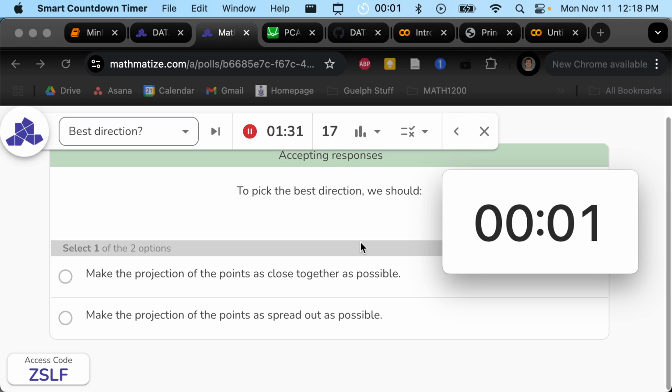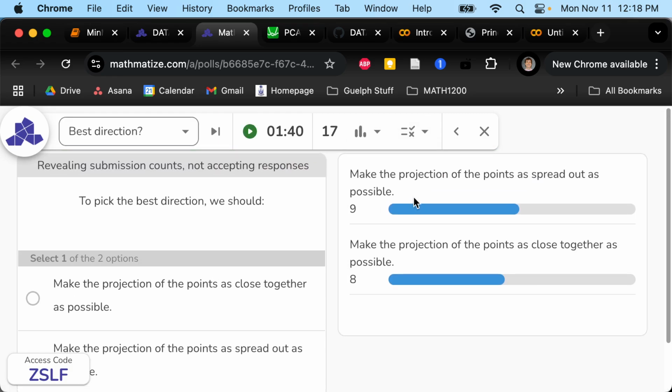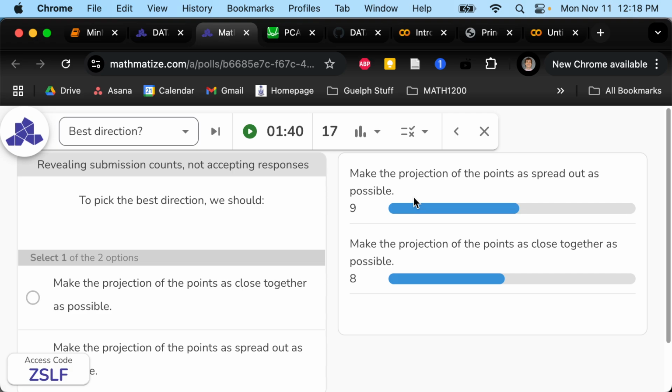Okay, time's almost up. Let's see what you said. Should we put them together or spread them apart? Okay. What did people say? Woohoo! A 9-to-8 split. This is amazing. So 9 people said we should spread them out, and 8 people said put them close together. This is basically a 50-50 split.